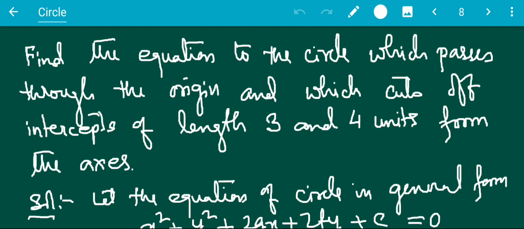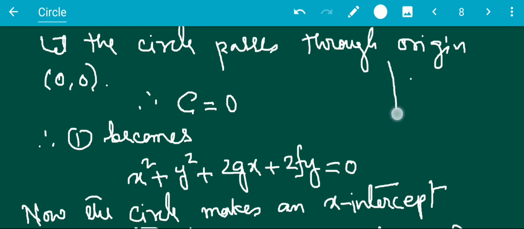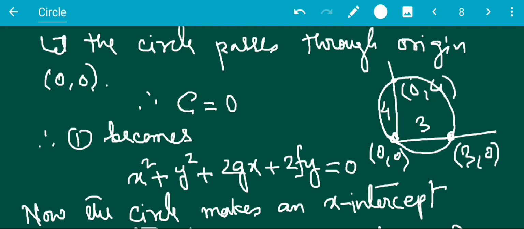Find the equation of the circle which passes through the origin and which cuts off intercepts of length 3 and 4 units from the axes. So the question basically says this. The circle passes through the origin and cuts off intercept 3 units on the x-axis and 4 units on the y-axis. It means it intersects the x-axis at 3, 0 and the y-axis at 0, 4. So ultimately we have 3 points. We already solved a problem of a circle which passes through 3 different points.